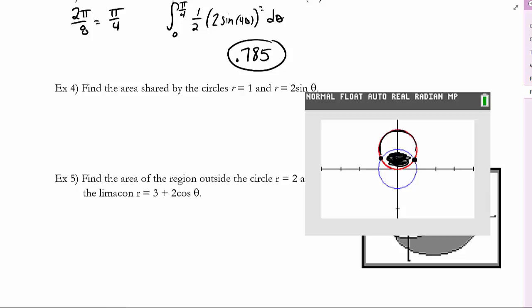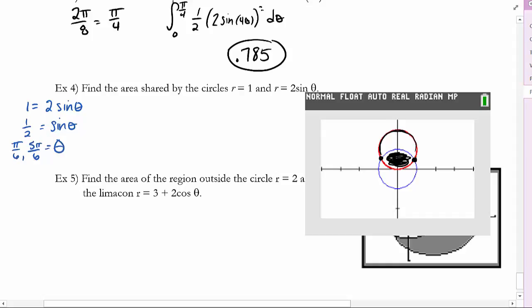So to figure out where they intersect, I'm just going to do it by hand and say I have 1 equals 2 sine theta. So sine theta equals a half. So theta equals pi over 6 and 5 pi over 6. And that means right here and right here corresponds with pi over 6 and 5 pi over 6.